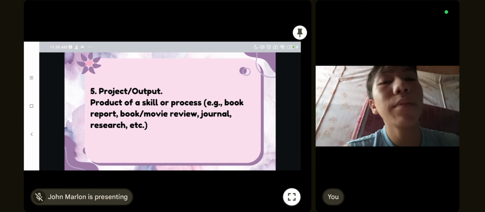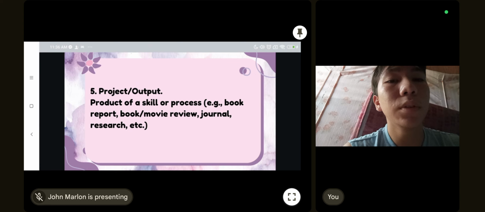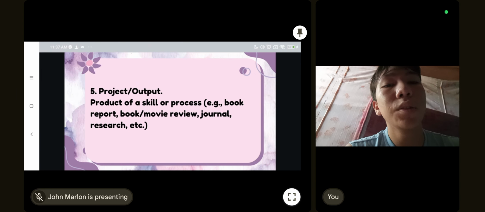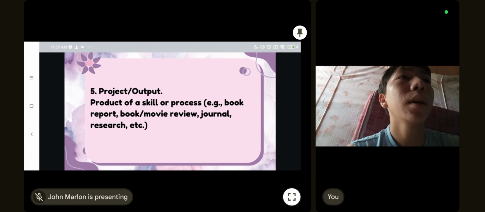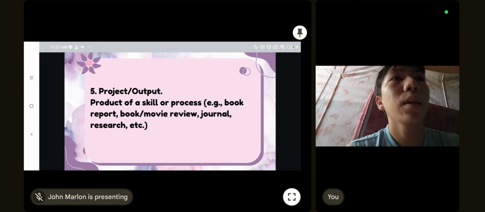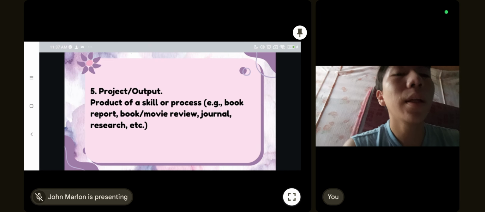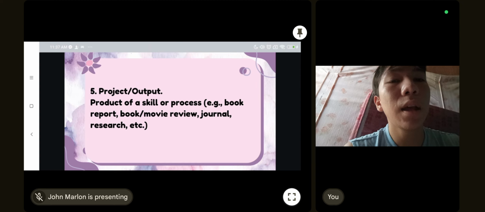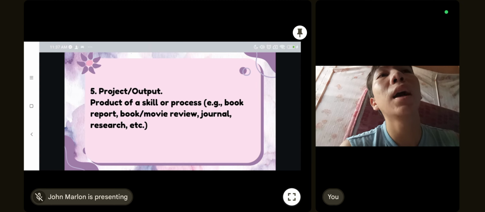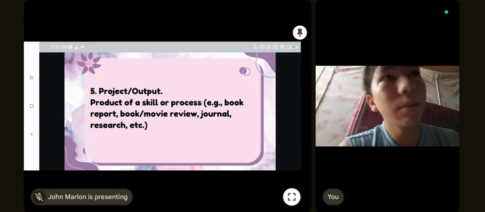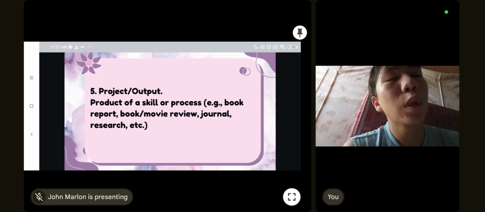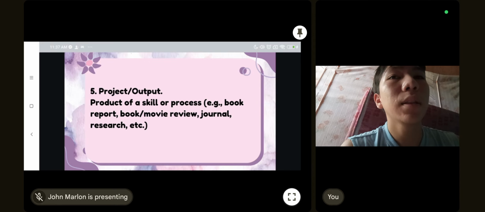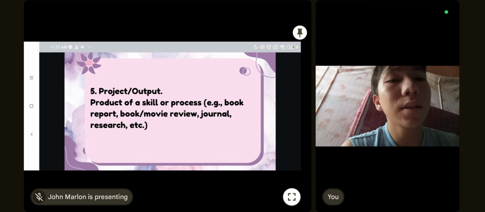Next is the project and output. Projects, whether product or process, for example a journal, research, or a portfolio, help the teacher monitor more easily, because the teacher can see the outputs, just as they see the grades in the summative tests, quizzes, and periodic tests. That makes the process of grading easier.